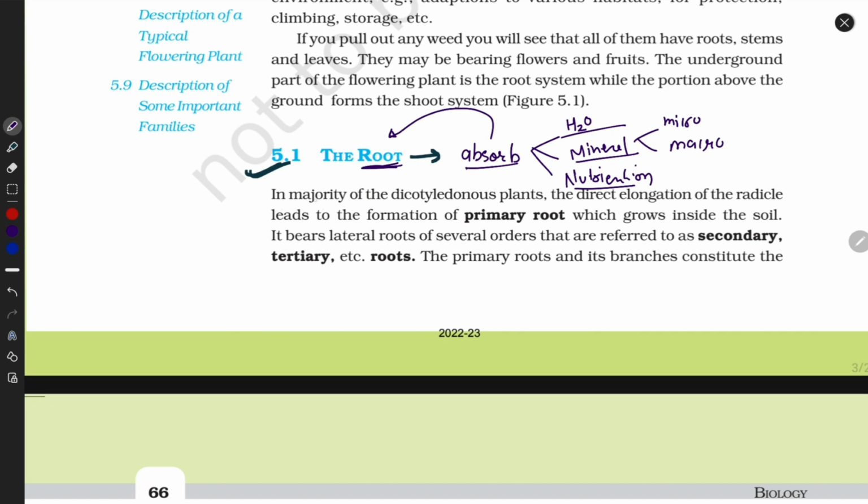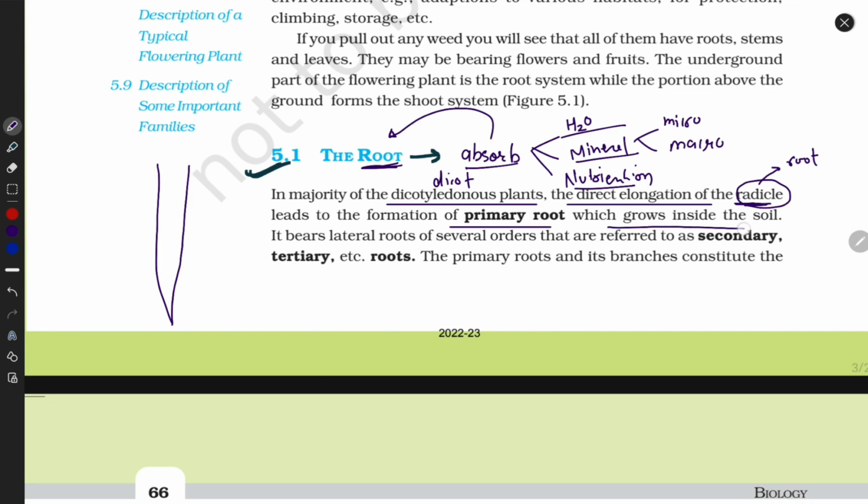Now let's start with dicotyledon plants, meaning dicot plants. The direct elongation of the radicle in future gives rise to the root. The plumule gives rise to the shoot. So the radicle part gives rise to the primary root. This is the main root.